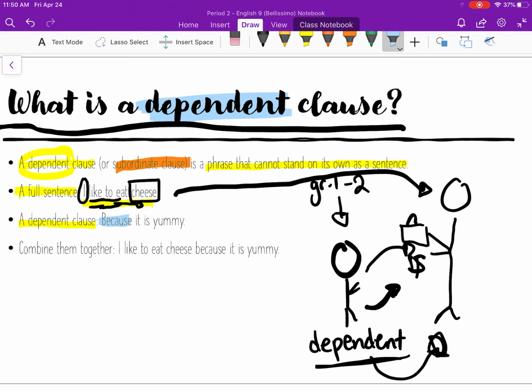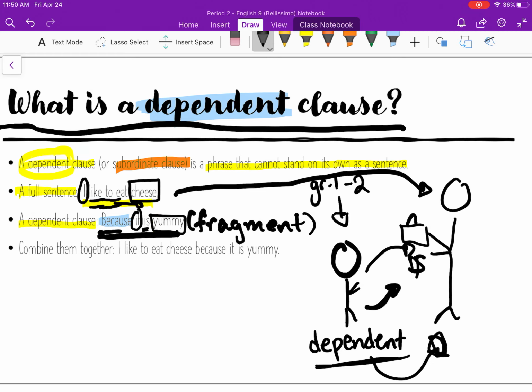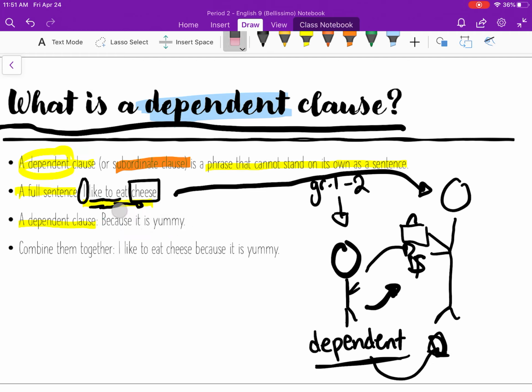Now, you can't have a dependent clause on its own, otherwise this would be called a fragment of sorts, or not a sentence, really. I guess it's not so much a fragment, but it's not a full sentence: because it is yummy. Again, we do have our subject, it. We do have our verb, is, and we do have the description afterwards, that yumminess. But the because is sort of sticking on there, like a little bit of an eyesore. Now, I can combine them together to make a full sentence.